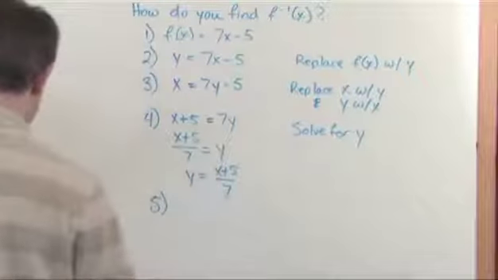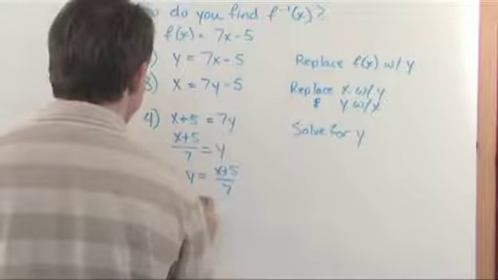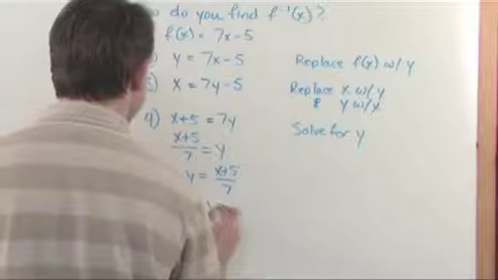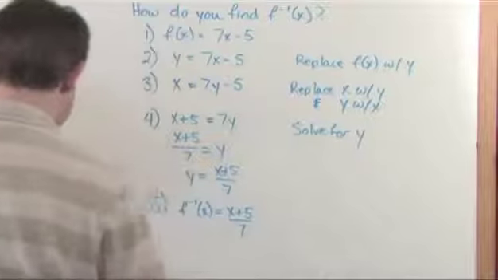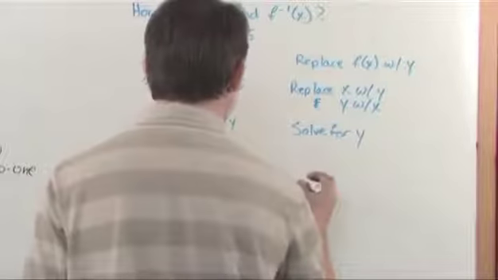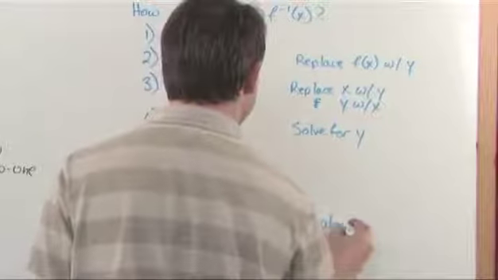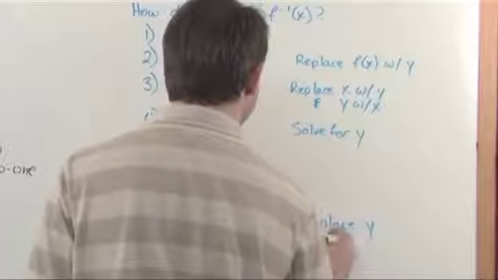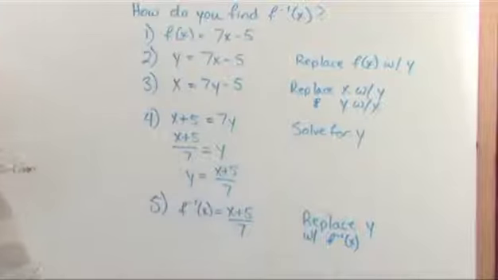And step 5, which is the final step, you just replace y with f inverse of x is equal to x plus 5 divided by 7. Okay? So what you do here is you replace y with f inverse of x. Okay? So you see it's just a few simple steps. It's really not that hard to find the inverse function.